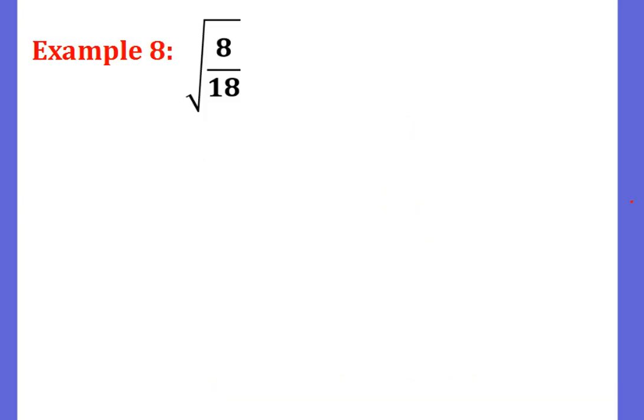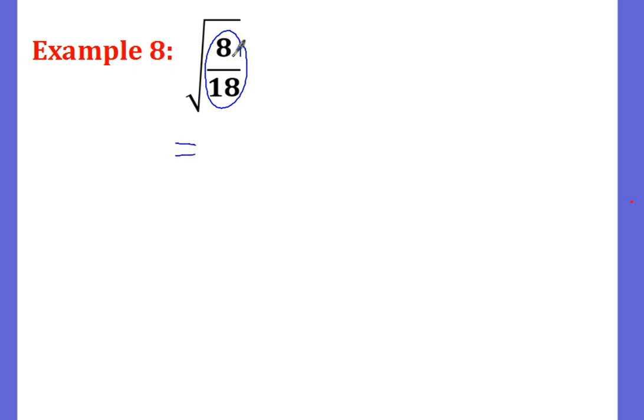All right, let's try another one. So we've got another square root of a fraction. So again, you can pull this apart, make this square root 8 over square root 18, and then you can simplify each one individually. In this case, let's actually simplify this fraction first, because I think this is going to be a little bit easier.